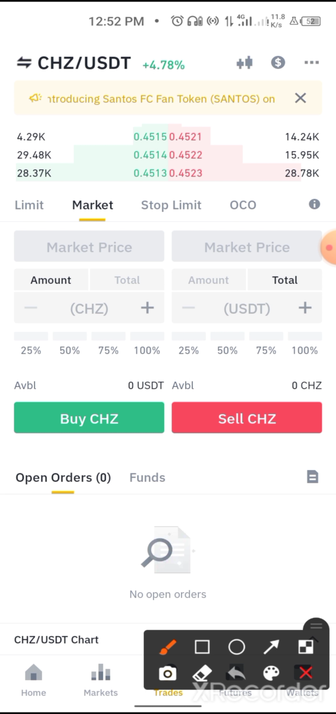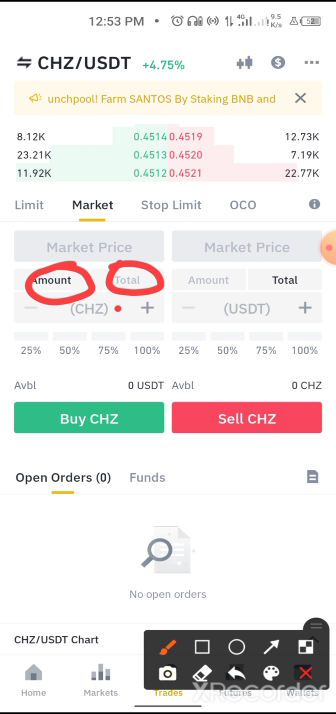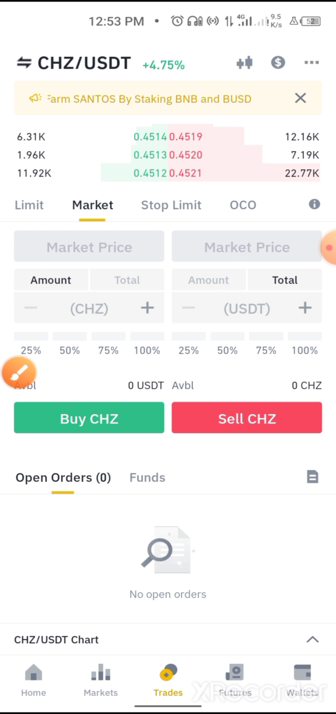So on the market price, like I said, you just want to buy at that particular price. Okay, so you can go ahead and click on amount. When you click on amount, then you can put the quantity of the coin that you want to buy. Or if you don't want to click on amount, you can click on total. Total will give you the option to put in USDT the amount of money you want to use to buy. Okay, now remember that the purpose of this is that you want to buy at the current price. Very, very important.